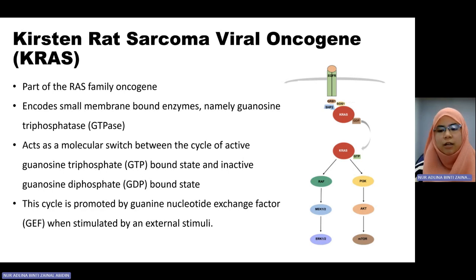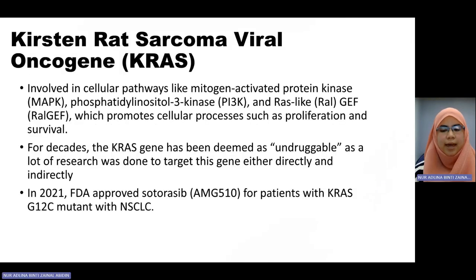This cycle of turning on and off like a light switch is prompted when external stimuli like growth receptors are high in concentration in the cells, promoting guanine nucleotide exchange factor in the KRAS gene, inducing activation of GDP to GTP. Hence, activation of GTP will lead to some downstream effector signaling such as MAPK, PI3K, and RAL pathways. These pathways are involved in cellular signaling for cell proliferation and survival. Hence, KRAS plays a substantial role in cellular signaling for cell survival.